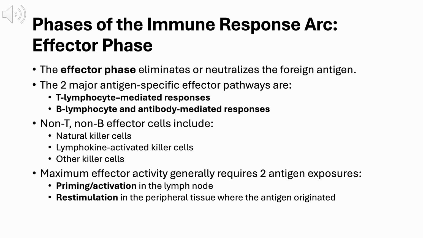Now, recall the round trip I flagged back at the ARC overview. Maximum effector activity generally requires two antigen exposures. The first is priming and activation in the lymph node. The second is re-stimulation out in the peripheral tissue, where the antigen originated. That two-hit requirement isn't a technicality. It's the mechanistic basis of the difference between primary and secondary immune responses, and it's exactly what a delayed hypersensitivity skin test exploits. Let's now look at each effector arm in turn.